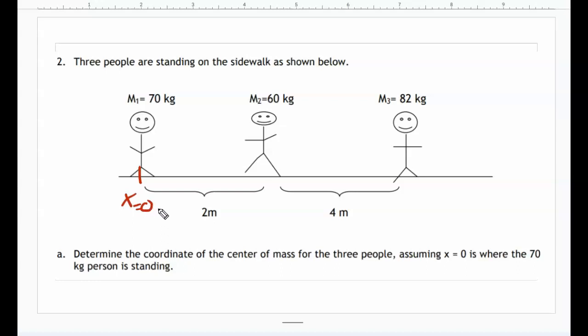Now, I will tell you that no matter where you put the origin, it does not change where the actual center of mass is. It just shifts around based off of the coordinate system you choose. But in this situation, we're told to assume x equals 0 is where the 70 kilogram person is standing. So I'm going to use the equation xcm is equal to the sum of mi xi divided by the sum of mi. And in this case, i goes from 1 to 3 because we have three different masses.